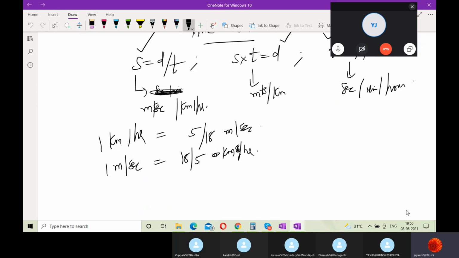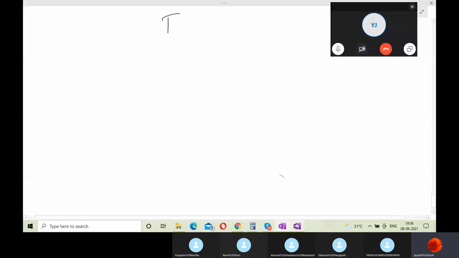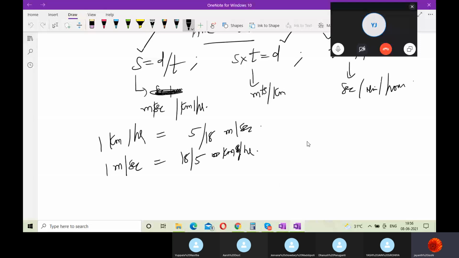Okay. Let me write this here. Now, first write down some formulas. Average speed is equal to total distance by total time. If you get a question to find out average speed, you need to use this formula. Write this down, please. Just write it down.